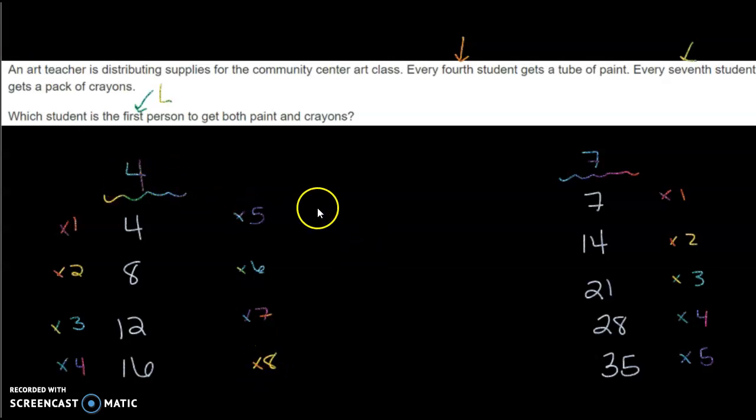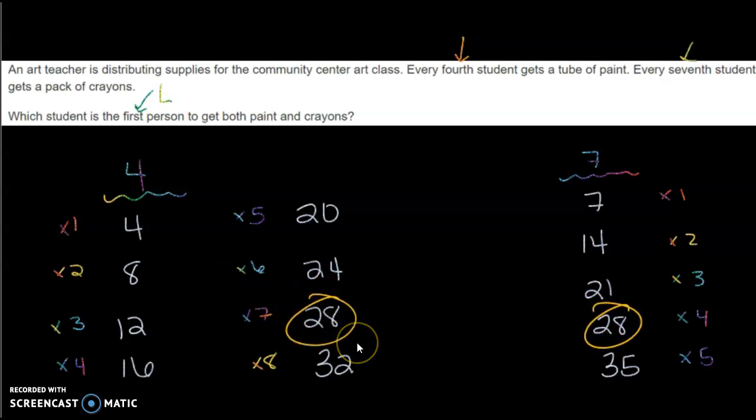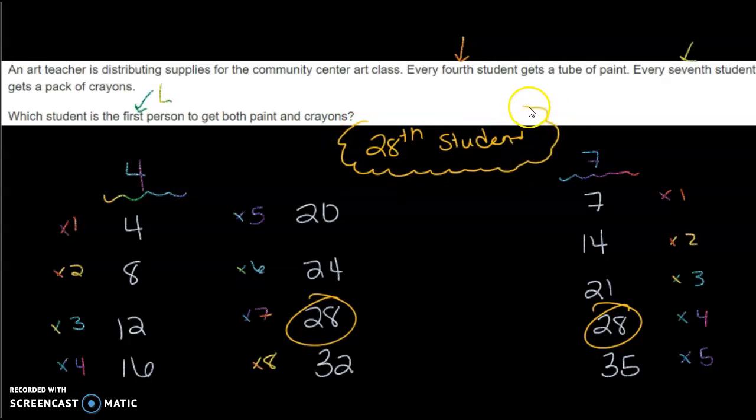All right. 4 times 5 is 20. 4 times 6 is 24. 4 times 7 is 28. 4 times 8 is 32. Okay, this alerts me that I have my very first multiple that they have in common. I just had to keep listing multiples to see which was the first one. So, which student is the first person to get both paint and crayons? That answer would be the 28th student, because if you were to hand them out, the 28th student in the line would be the first person to get both. Kind of cool, right?